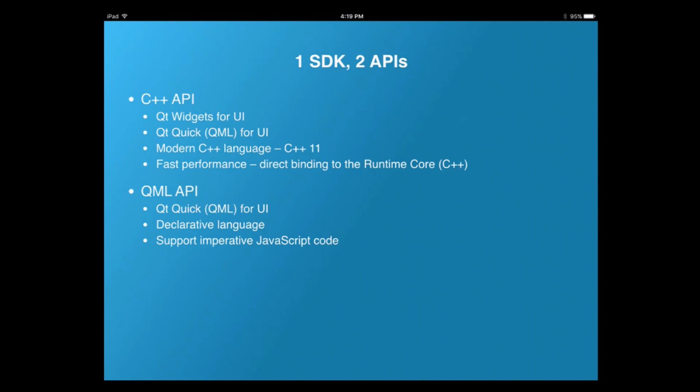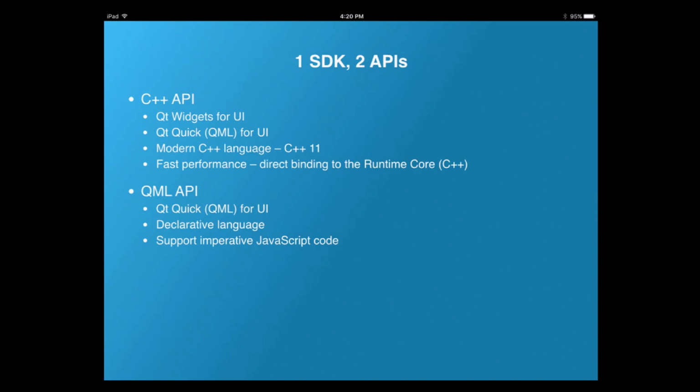What we deliver is one SDK. This SDK has two APIs packaged in it. We have a C++ API for C++ developers. The C++ API at our 100.0 release is available on all platforms. Prior releases in our 10.x days, we only supported desktop, but that's available on mobile as well.